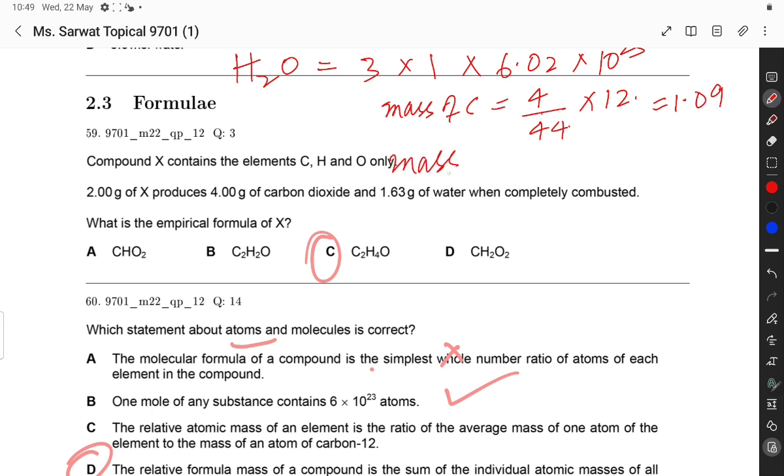Mass of hydrogen is equal to 1.63 divided by the Mr of water, 18, into hydrogen 2. So 1.63 divided by 18 is equal to 0.905. So this is the mass of hydrogen. So what would be the mass of oxygen now?